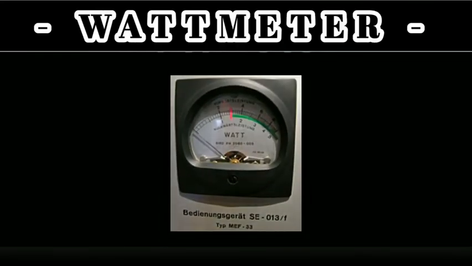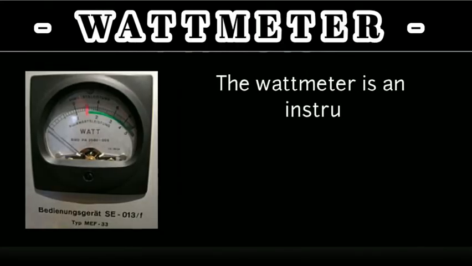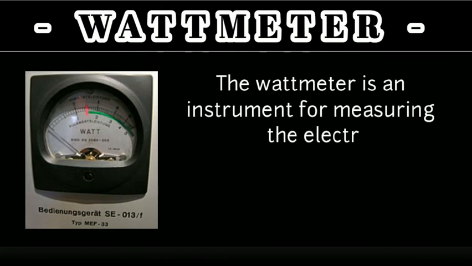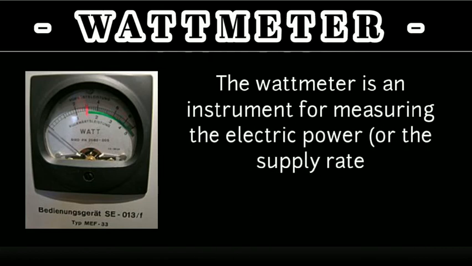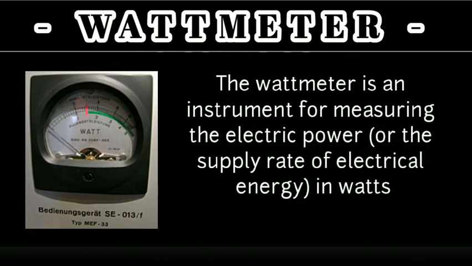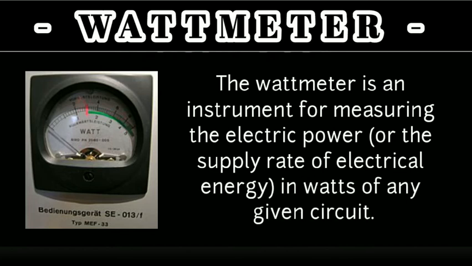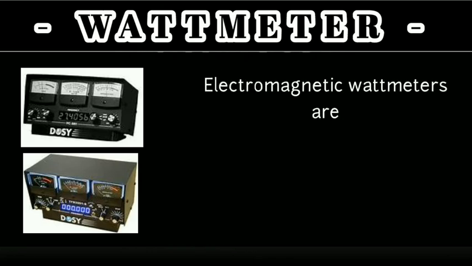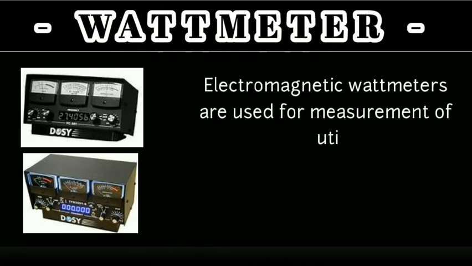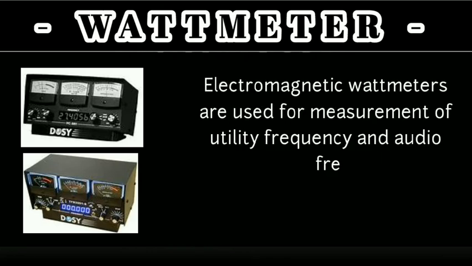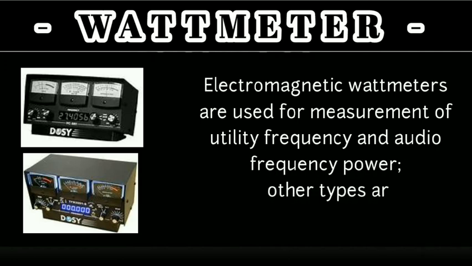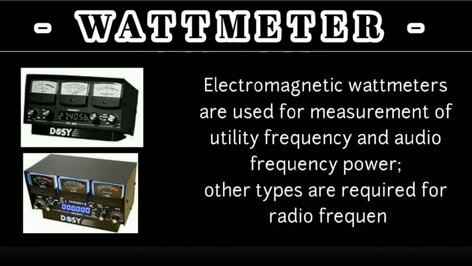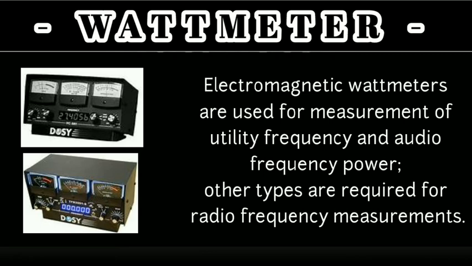Wattmeter. The wattmeter is an instrument for measuring the electric power, or the supply rate of electrical energy, in watts of any given circuit. Electromagnetic wattmeters are used for measurement of utility frequency and audio frequency power. Other types are required for radio frequency measurements.